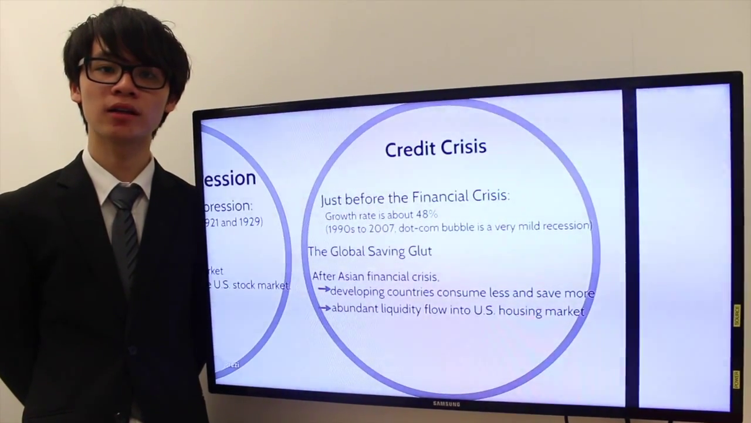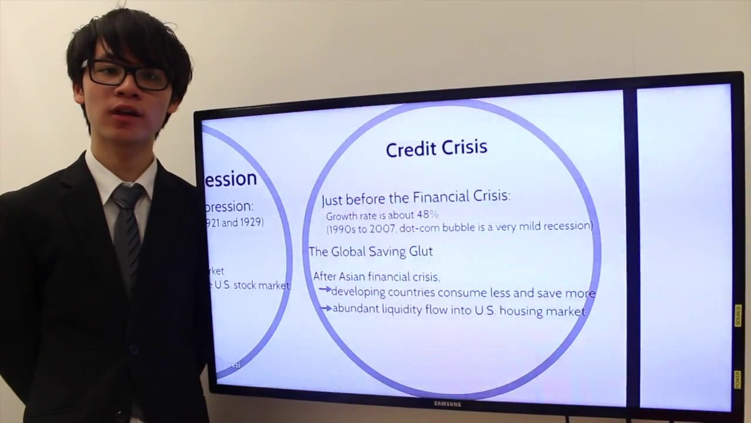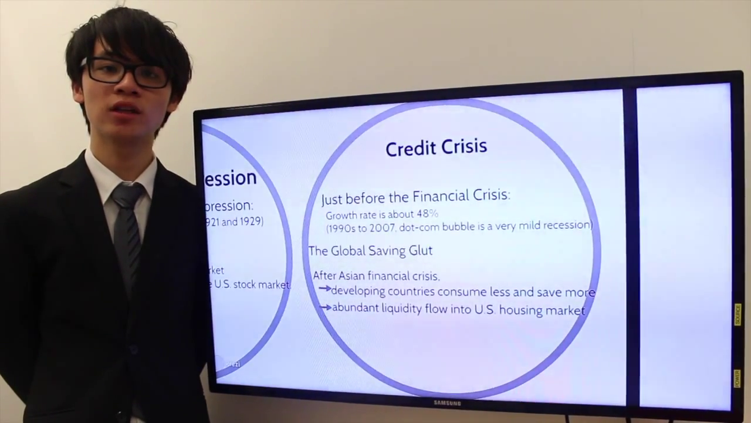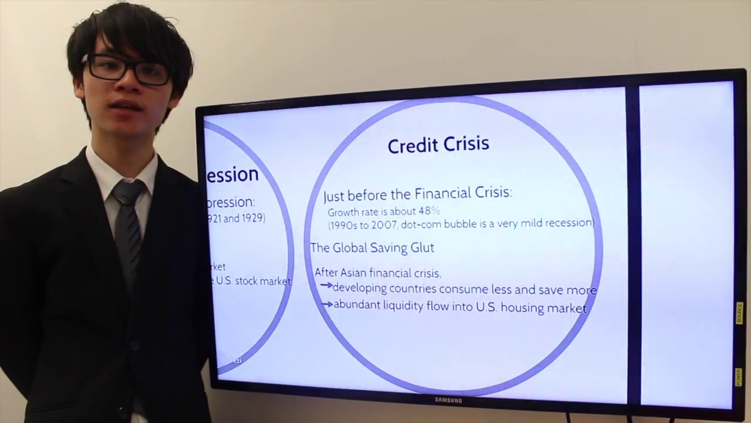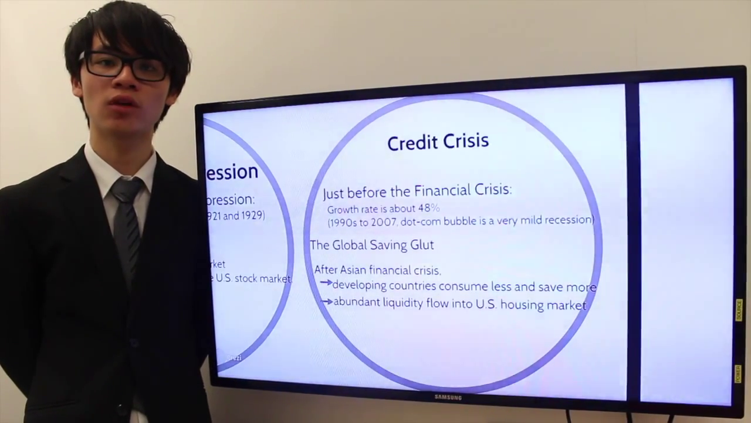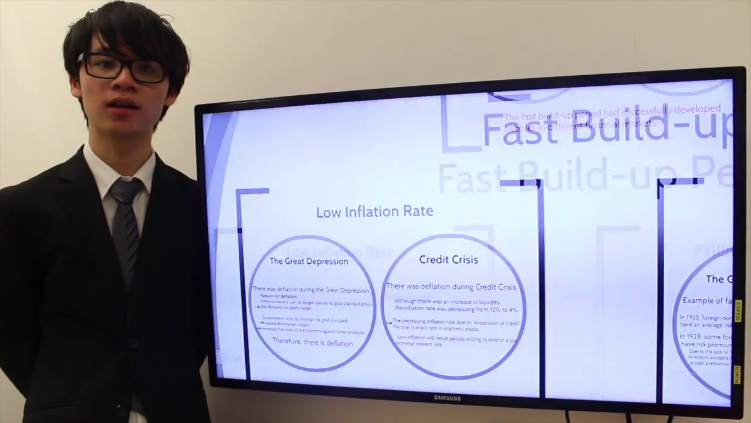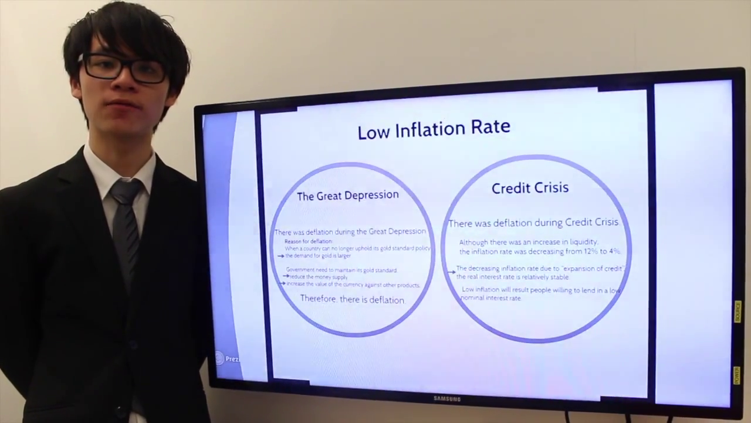The reason behind is the global saving gap. After the Asian financial crisis, those developing countries consumed less and saved more money, resulting in abundant liquidity flowing into the US housing market. Secondly, both of the crises had low inflation rates.